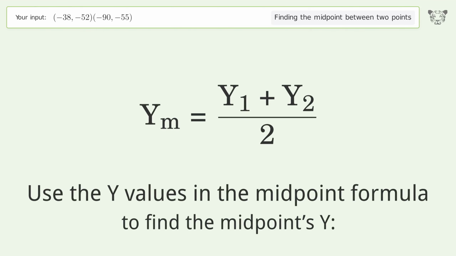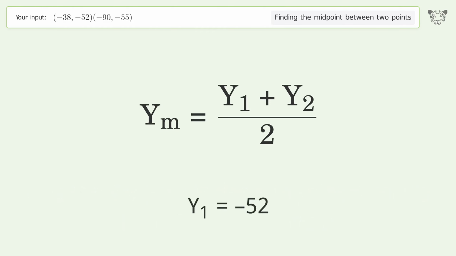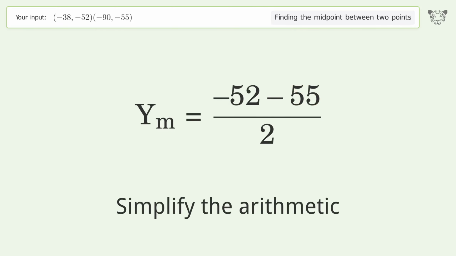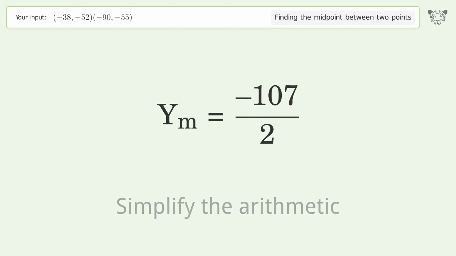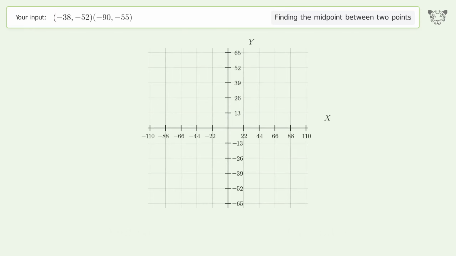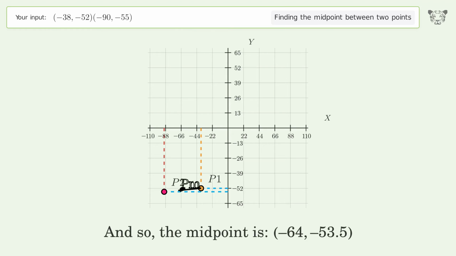Use the y values in the midpoint formula to find the midpoints y. y1 equals -52. y2 equals -55. Simplify the arithmetic. And so, the midpoint is -64, -53.5.